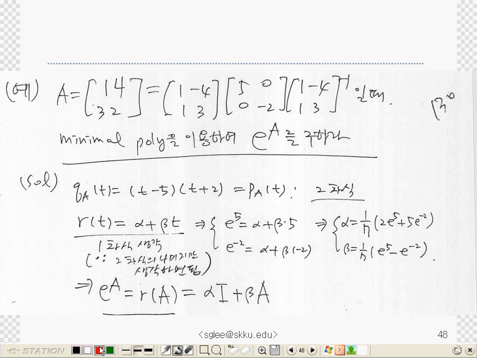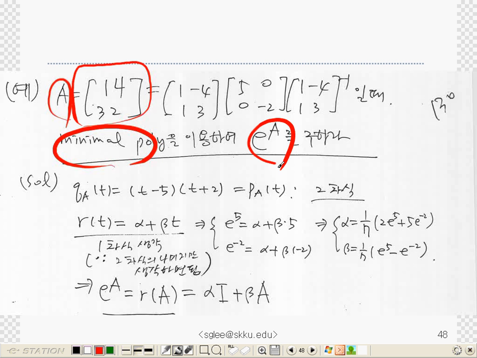Okay, I told you some motivations of minimal polynomial. This is the way how we use minimal polynomial. Suppose A is a matrix like this. Find e to the A. How can you find it? You can do it by the way that you learned from ordinary differential equations. For solving linear differential equations, you have to do these kinds of computations. But if you know the minimal polynomial, we can use it in the way that we like to do.